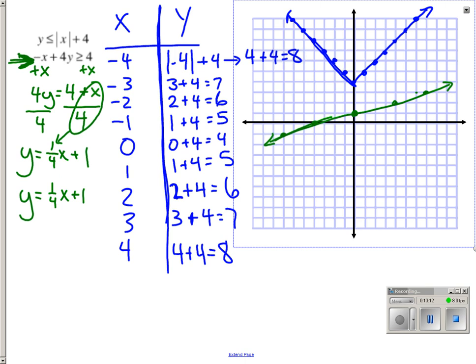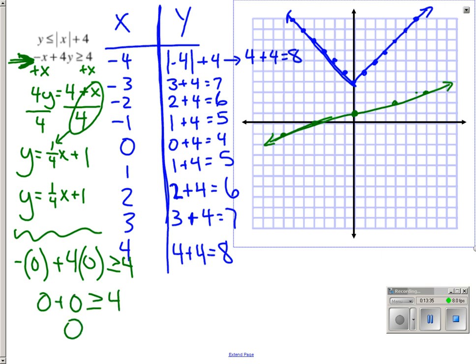Now we're going to take a look at our shading. Looking at our shading for the green guy, since we just finished with that, I'm going to plug 0 in because I can use 0, 0 since it didn't go through that point. Hooray for us, making things a little bit easier. I've got 0, 0. I'm going to have 0 plus 0 is greater than or equal to 4, which means that 0 is greater than or equal to 4. Bad news bears, we just tested the point 0, 0 for the green line. It did not work, so I will shade on the other side of the boundary.